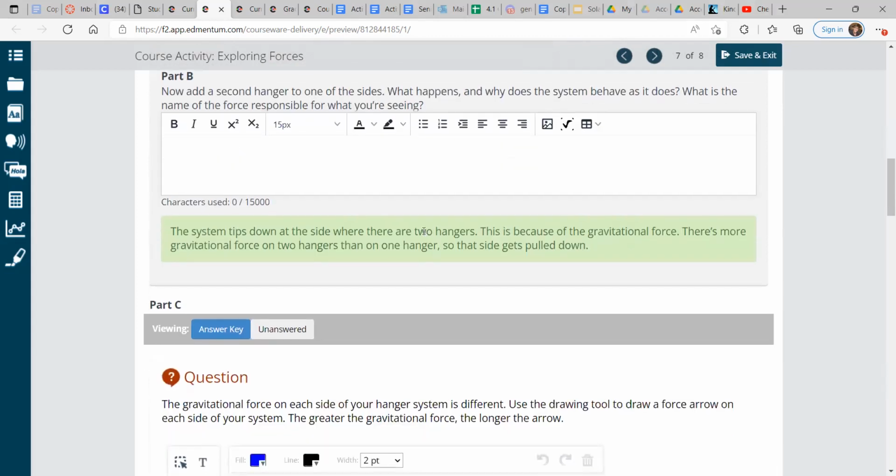Now add a second hanger to one of the sides. What happens, and why does the system behave the way that it does? What is the name of the force responsible for what you're seeing? So it would tip down on one side because you no longer have a balance of forces, and that force is gravity, the gravitational force. There's more gravitational force on two hangers than on one hanger, so that side gets pulled down.